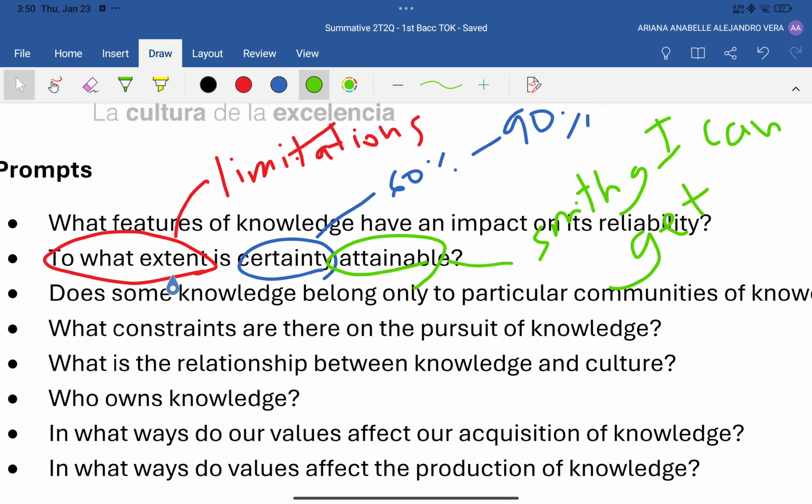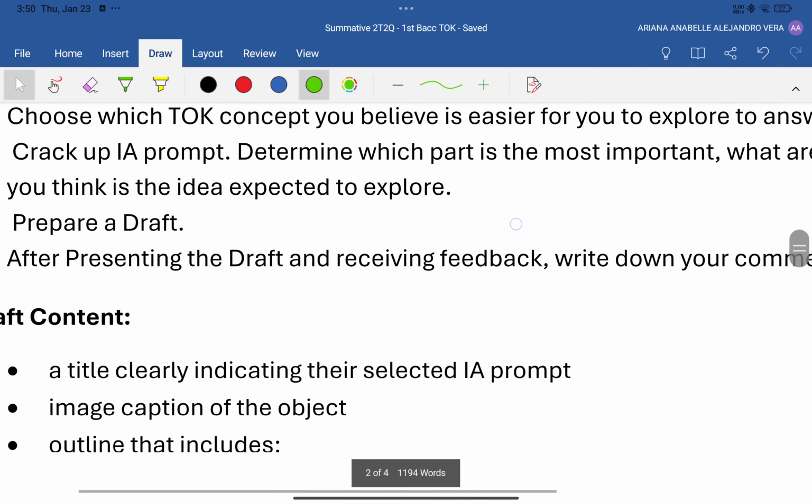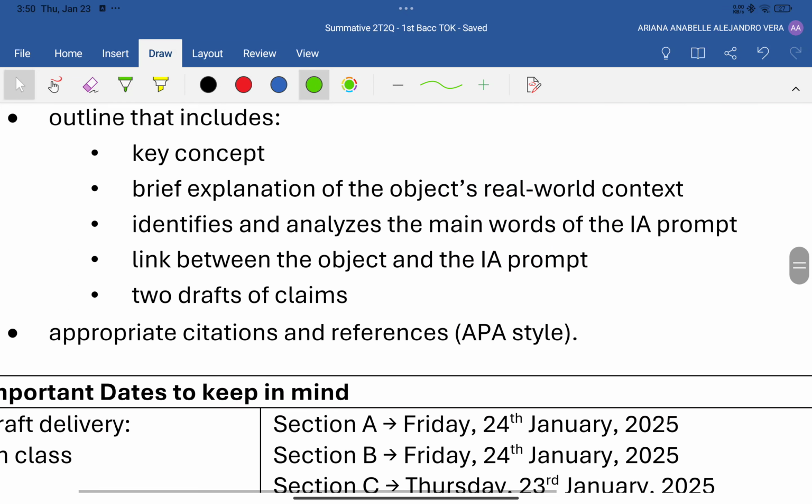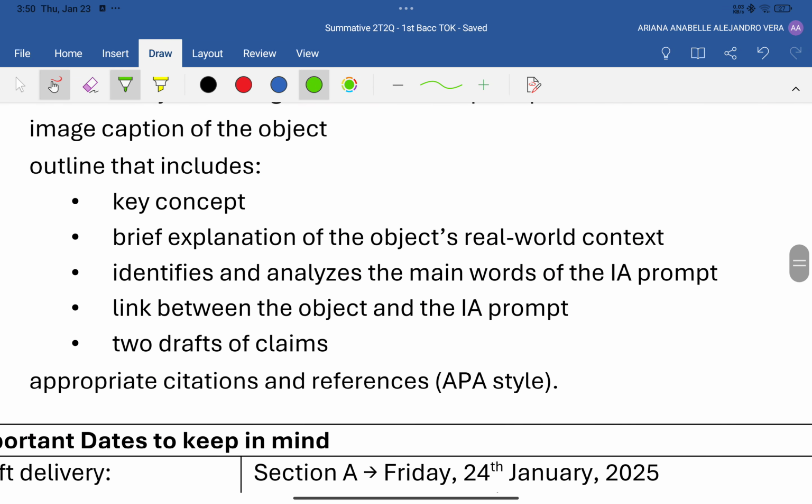Wait, I don't know how to go back. Okay. Then we can check this. We have the key concept, the brief explanation, the image caption, the identifying, the main words, yes. Now the link between the object and the IA prompt.